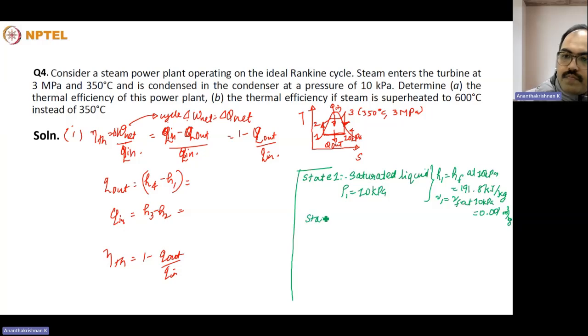At the state point 2, the pressure will be given as 3 megapascal. And since it's an isentropic process, S2 will be equal to S1.